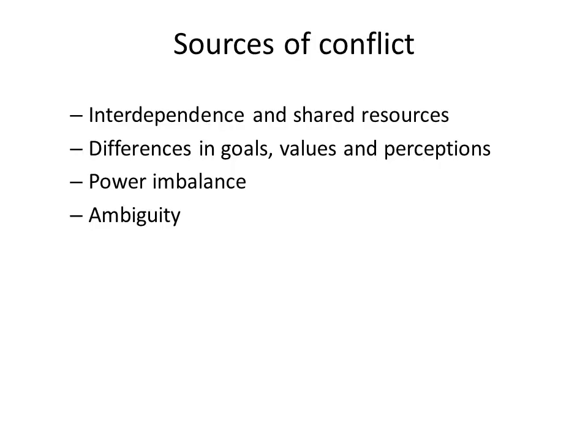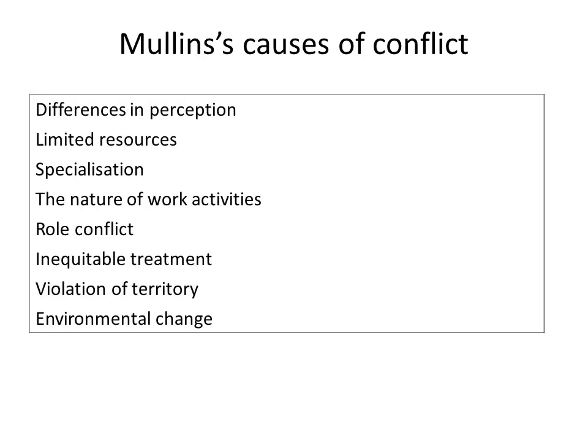What causes conflict? Interdependence, shared resources, difference in goals, values, perceptions, power imbalance, ambiguity. So 4 key sources there. Mullins comes up with a similar list: differences in perception, limited resources, specialisation, the actual nature of the work, role conflict, inequitable treatment, violation of territory, and environmental change.